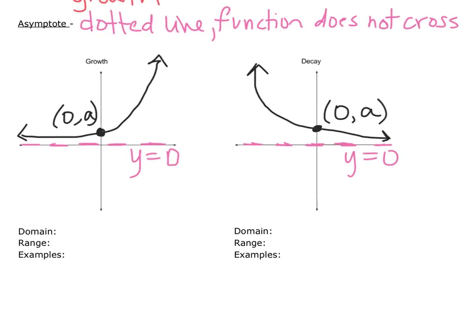All right. What we're going to do next is I want to talk about the domain and the range, and we're going to do a couple of examples for each. So let's talk about growth first. We talked about domain and range yesterday. So here, we're pointing to the left.